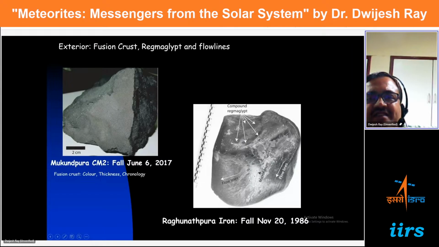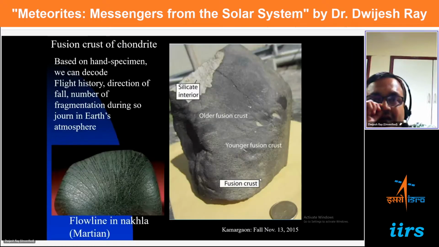So if the flow lines are like this, it means the meteorite traveled like this. This is the frontal side and this is the rear side. There can be some micro fissures developed due to the physical conditions of high heating during atmospheric entry. This is some more example. This is a Martian meteorite. You can see beautiful radiating flow lines. This is the frontal side, and this should be the rear side. We can also infer different generations of fusion crust, which one is younger and which one is older.